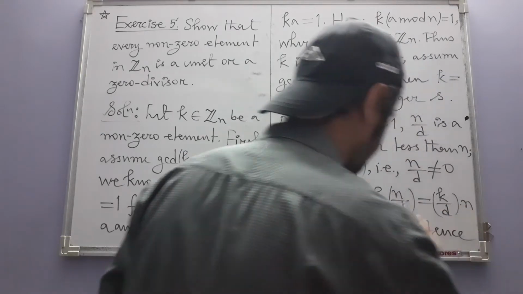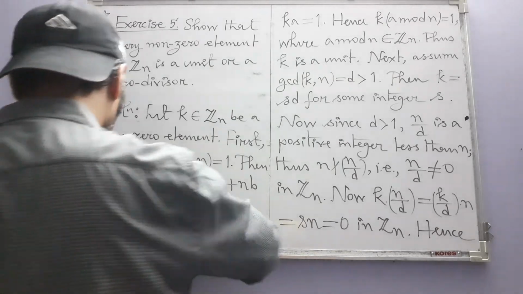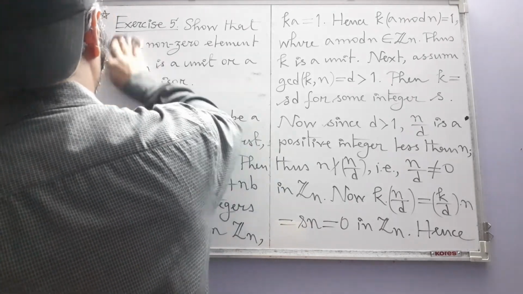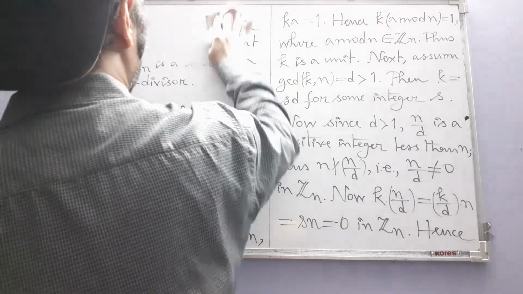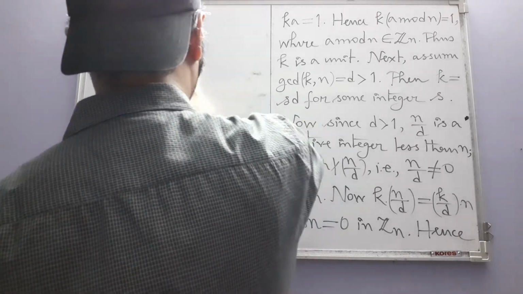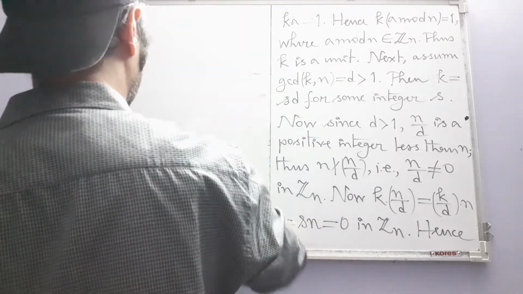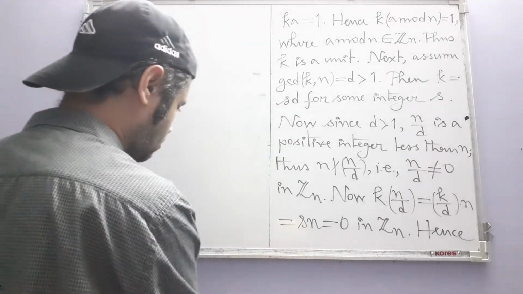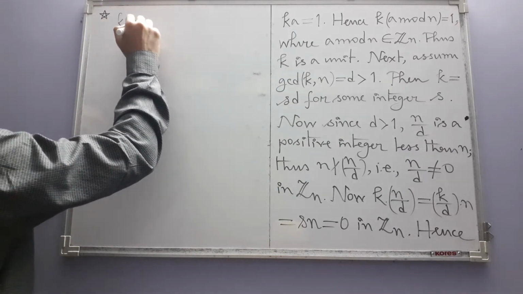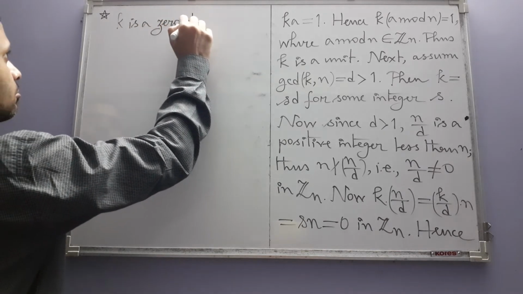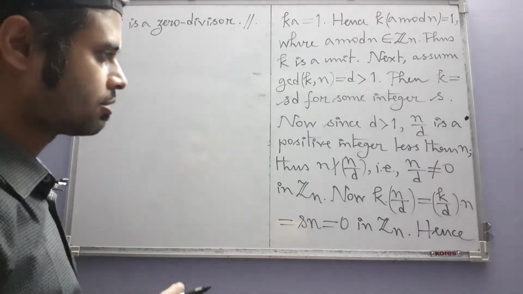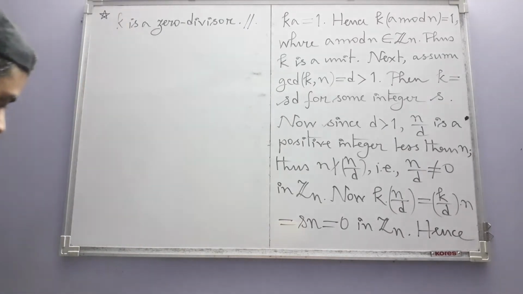Hence, k is a zero divisor. So, that arbitrary non-zero element k is either a unit or a zero divisor, and that's what we wanted to show.